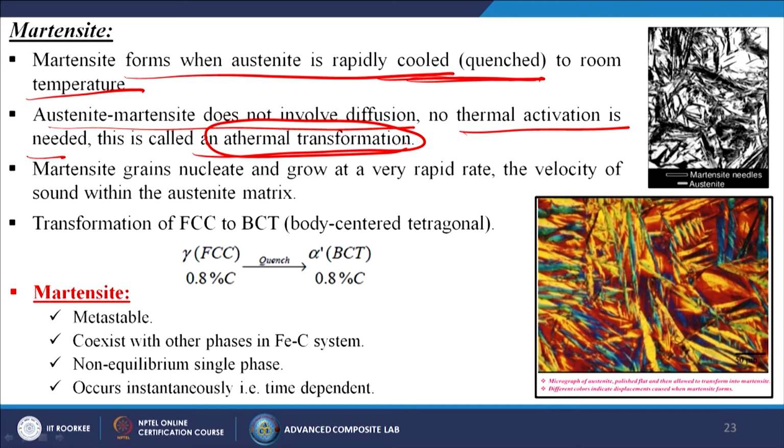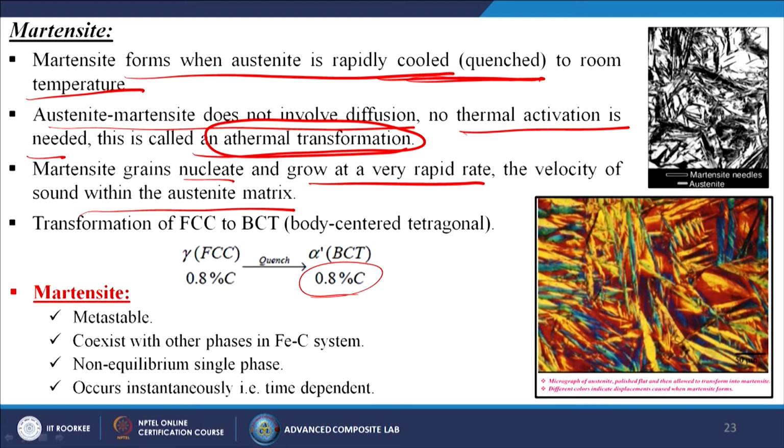Martensite grains nucleate and grow at a very rapid rate, the velocity of sound within the austenite matrix. Transformation of FCC to BCT, body centered tetragonal: how is it taking place? Gamma FCC with 0.8% of carbon, when we do the quench, we get alpha prime BCT. So, the carbon percentage is not going to change.